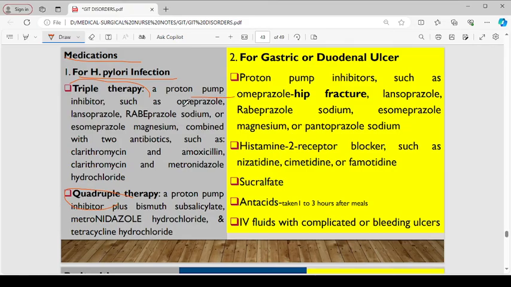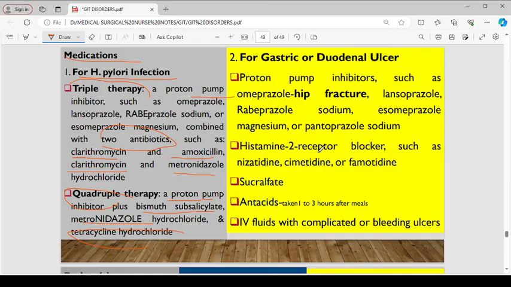It could be omeprazole, lansoprazole, or rabeprazole sodium, or esomeprazole magnesium. Then you combine it with 2 antibiotics. It could be like the macrolide clarithromycin and a penicillin, amoxicillin. Or we could have clarithromycin, a macrolide, and metronidazole, an azole. For the quadruple therapy, we need a proton pump inhibitor plus a bismuth salicylate, metronidazole hydrochloride, and a tetracycline.